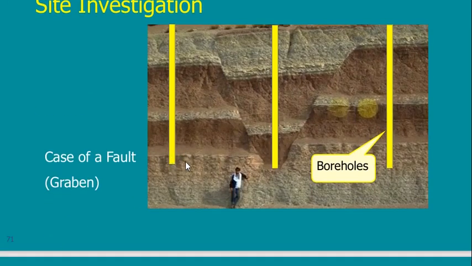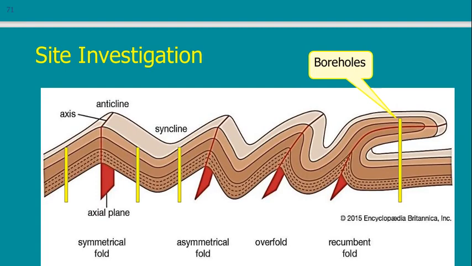In the case of a graben or fault, if I have these boreholes, then I need to have the experience to judge if there is a fault inside or a double fault, a graben inside. A completely big problem. If I have a symmetric fold, it is a minor problem. An asymmetric fold is more or less a lesser problem. An overfold is an increasing problem. A recumbent fold is a mess.